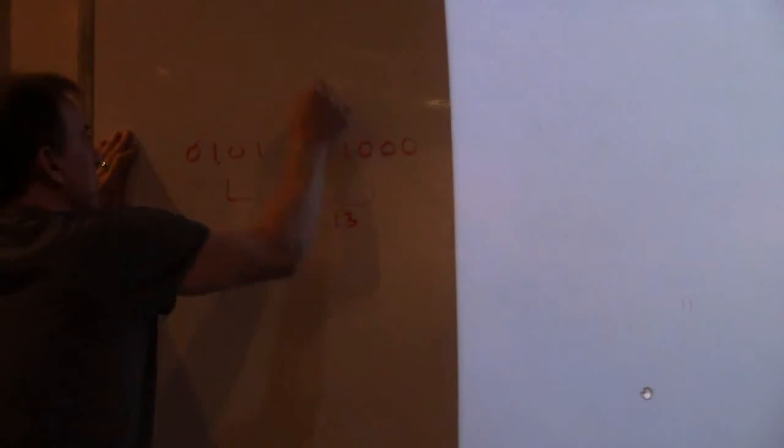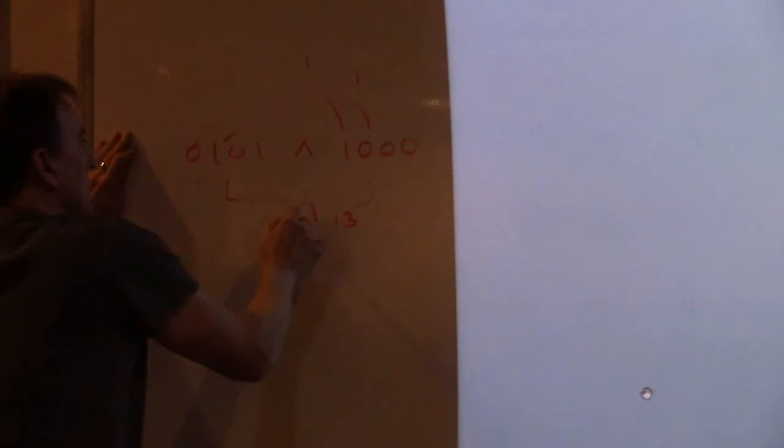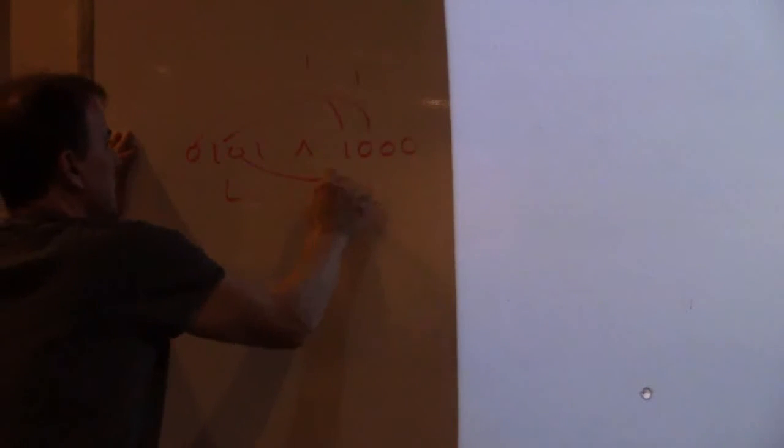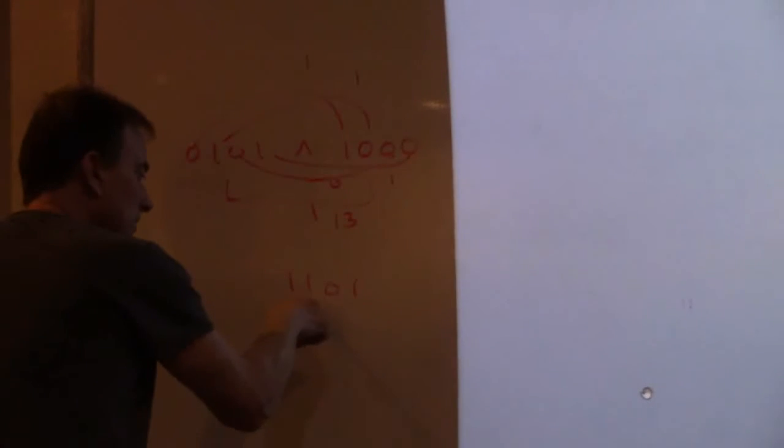These two are different, so it's a 1. These two are different, so it's a 1. These two are the same, so it's a 0. And these two are different, so it's a 1. 1, 1, 0, 1. 1, 2, 4, 8, 12, 13. All right.